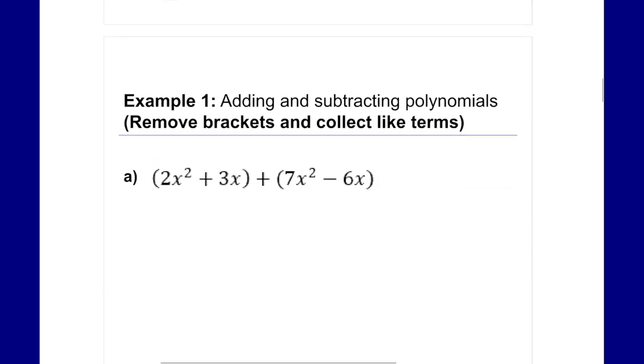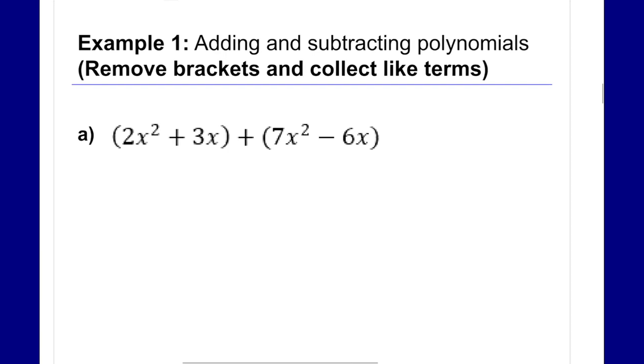So a little bit of review from grade 9. We want to add and subtract the following polynomials. So when we add or subtract polynomials, you would have learned in grade 9, you remove the brackets and collect like terms. So for example, here, I have 2x squared plus 3x in one bracket, and I'm adding 7x squared minus 6x. So when I'm adding polynomials like this, I can just drop our brackets and look to collect like terms.